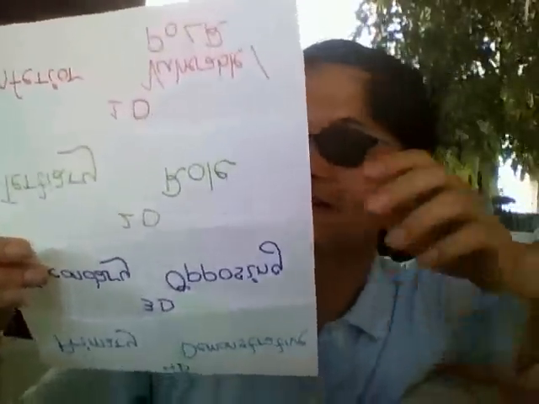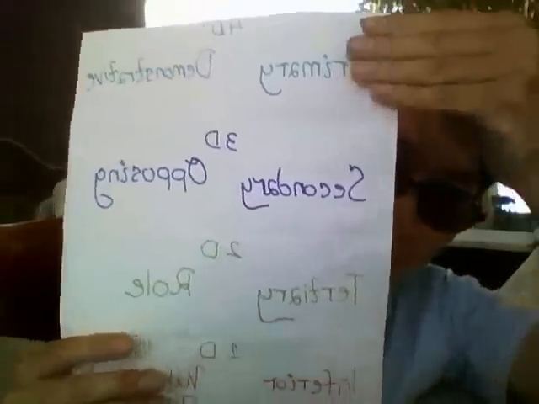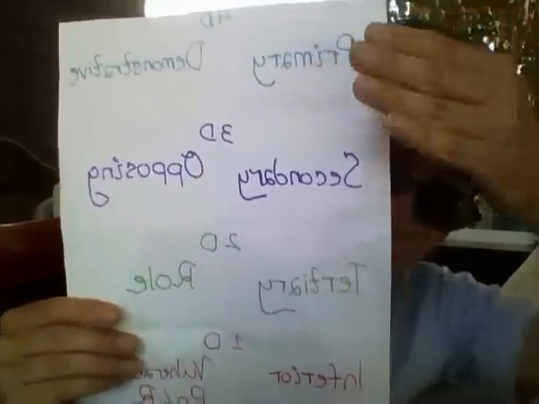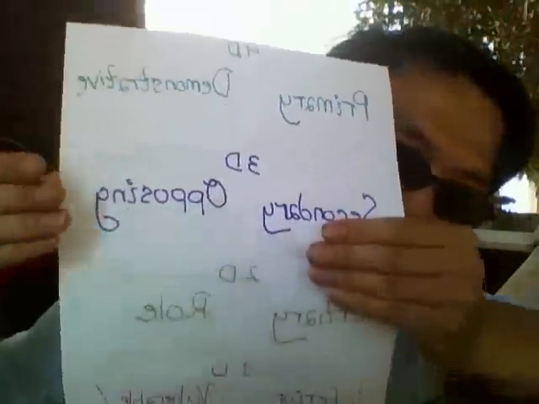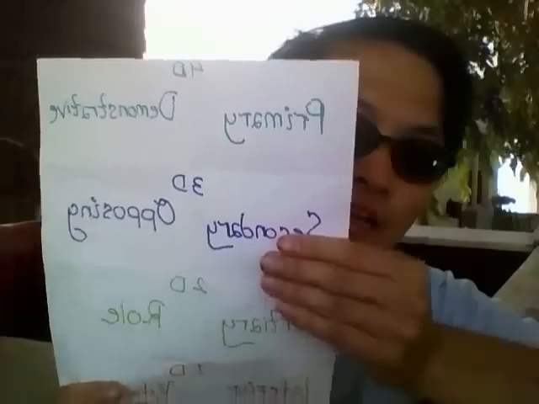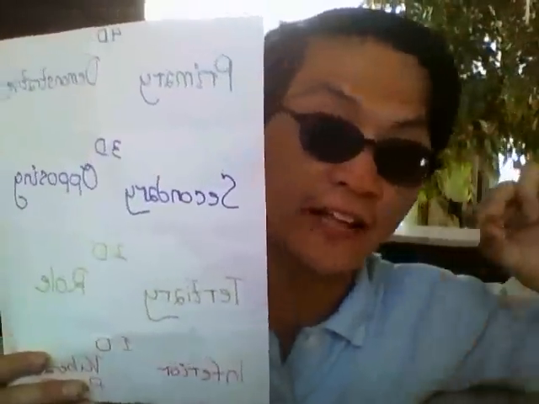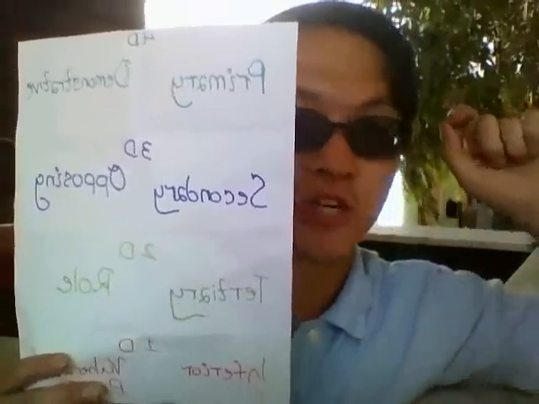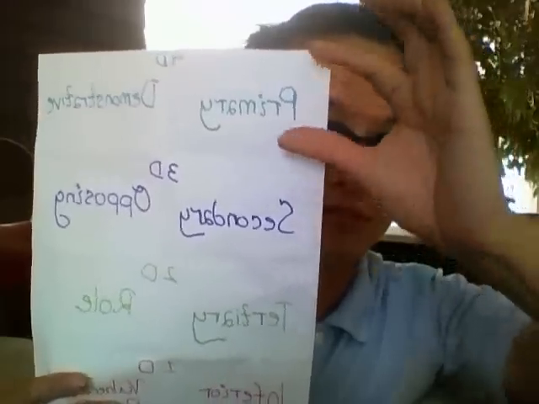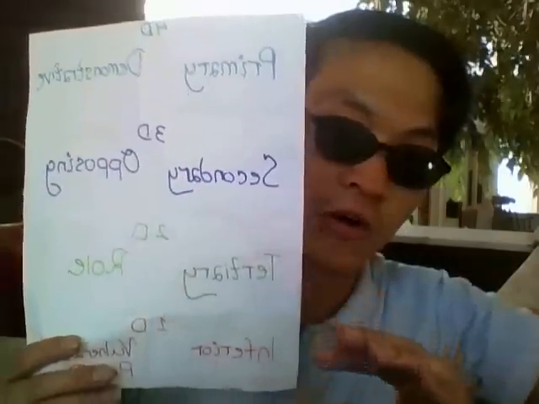Okay, so I have this diagram here, which I'm holding upside down. Basically it has all the cognitive functions on here. You see there are 8 boxes right here, each referring to a certain cognitive function. These are the names of the functions. And then every personality type has a cognitive function serving a particular role. There's a function serving the role of the primary, there's one serving the role of the opposing or of the inferior.